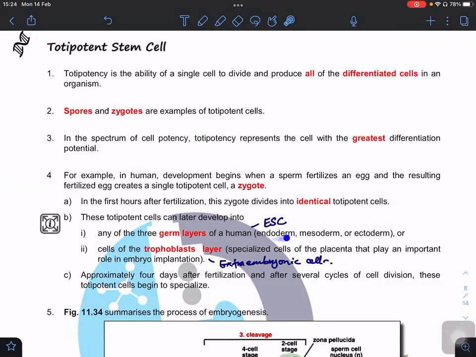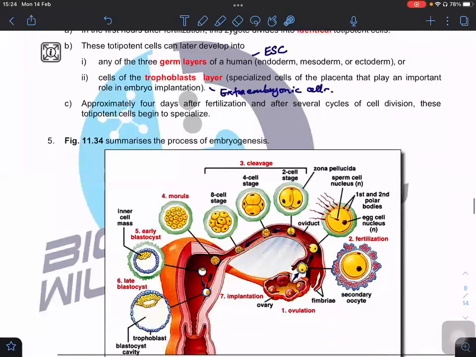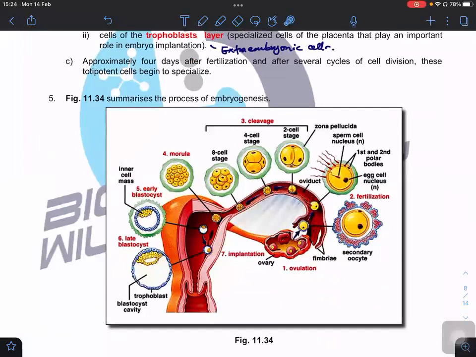We call this, from totipotent they become pluripotent stem cells now. So this one is just for information only. You can see that it starts from the formation of the zygote, and continues until implantation takes place from the trophoblast. This trophoblast is the one that actually forms the extra-embryonic cells. Okay, and just for information only, guys.